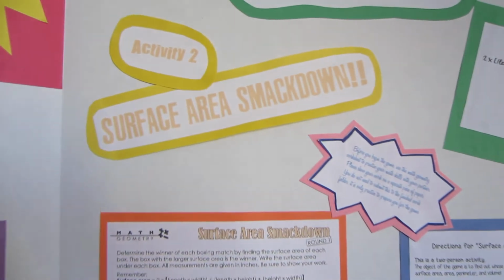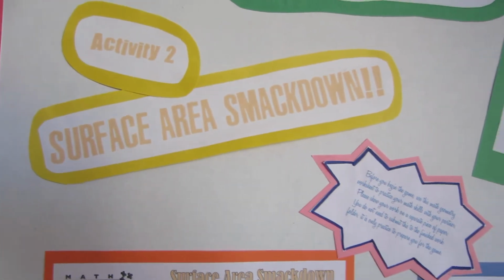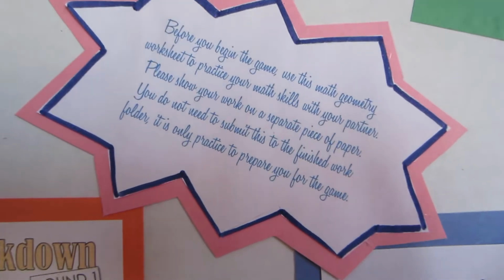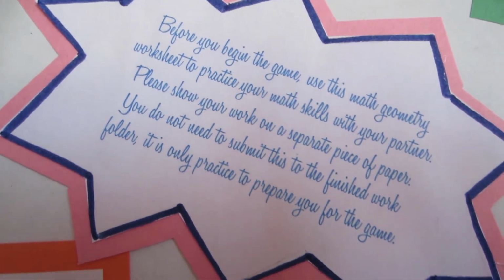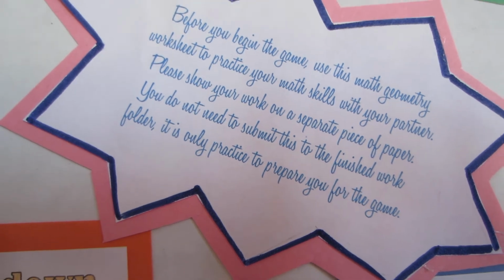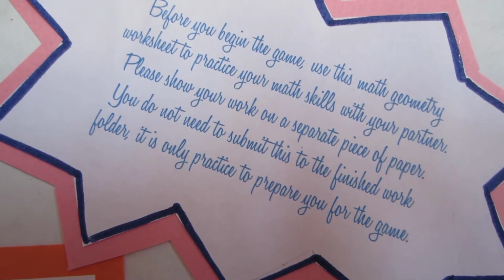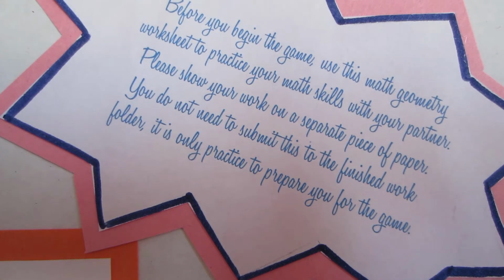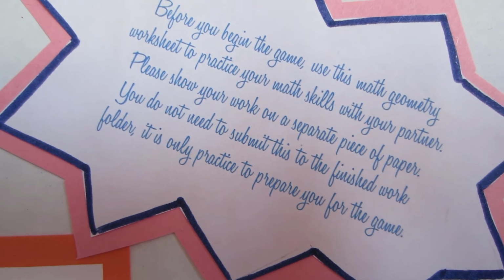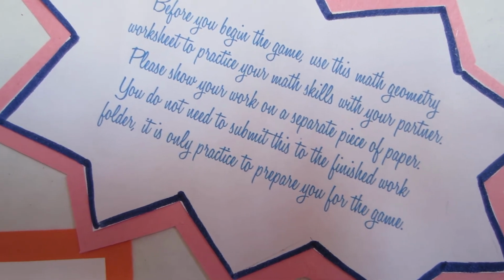Activity 2 is called Surface Area Smackdown. This little side note here says, before you begin the game, use this math geometry worksheet to practice your math skills with your partner. Please show your work on a separate piece of paper. You do not need to submit this to the finished work folder. It's only practice to prepare you for the game.